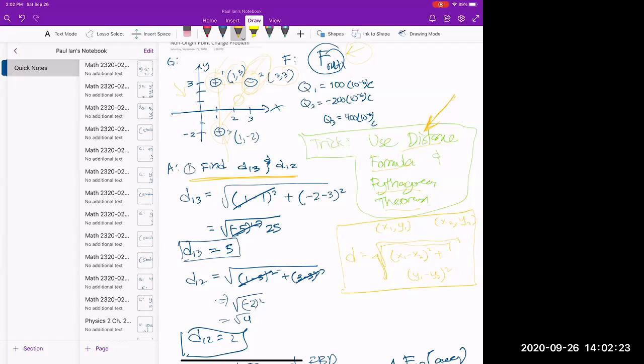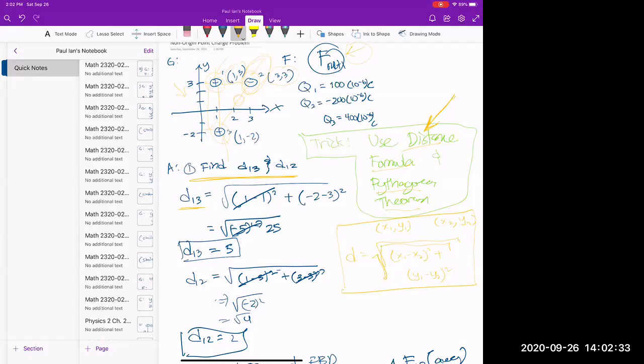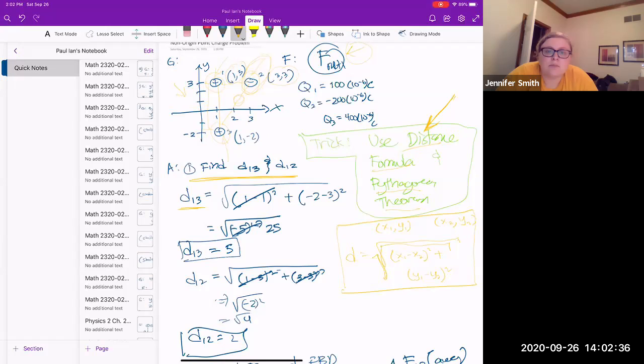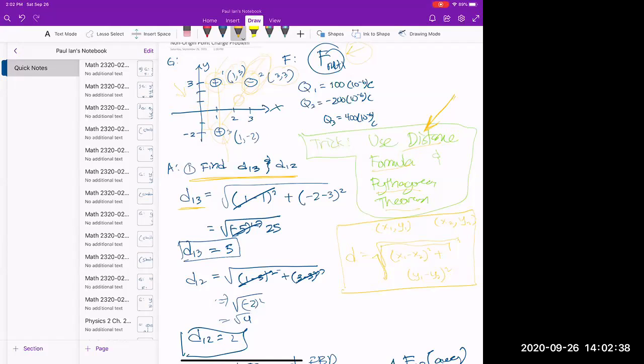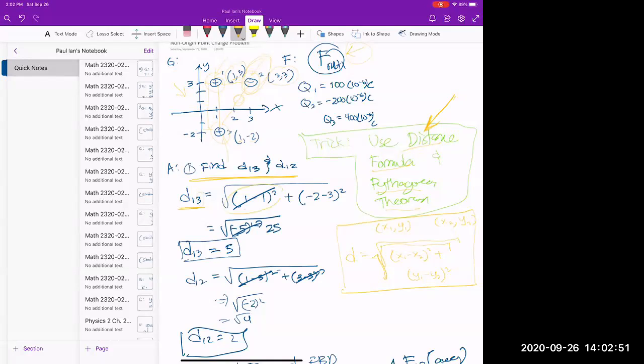With what we have, I want to get D13. That distance is from here to here, the top point and then both of these. For example, this point is (1, 3) and this point is (1, -2). The x for the first point is 1, and the x for the third point is 1 as well, so they cancel out here. x1 minus x2 cancels out. And then this is y1 and then y2.